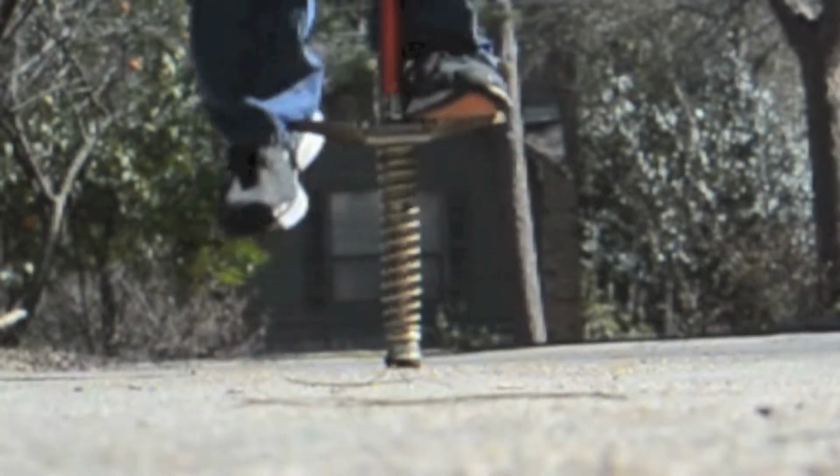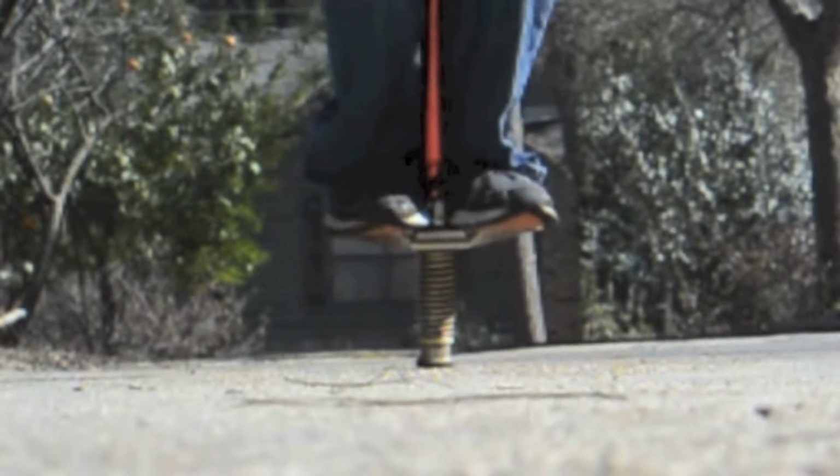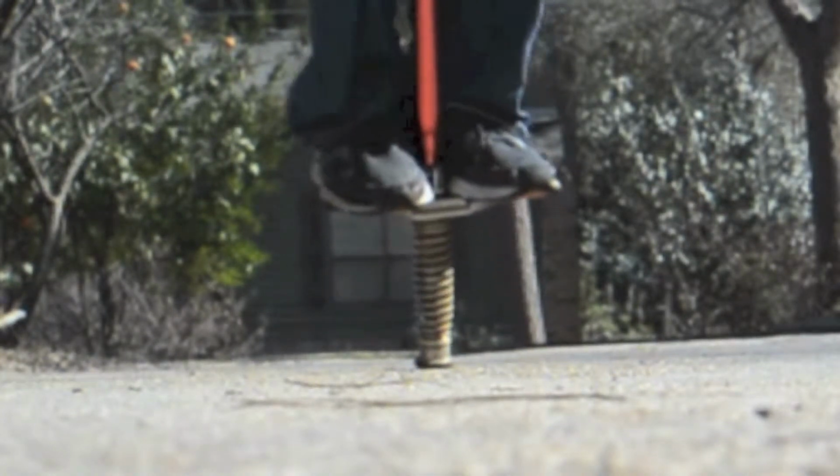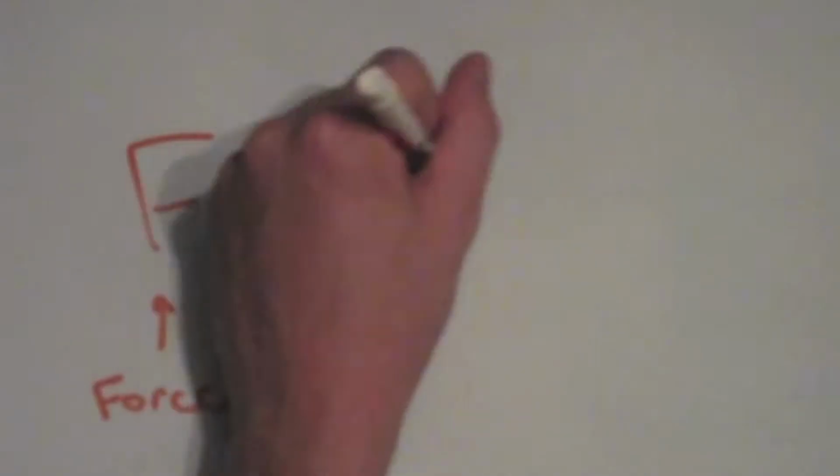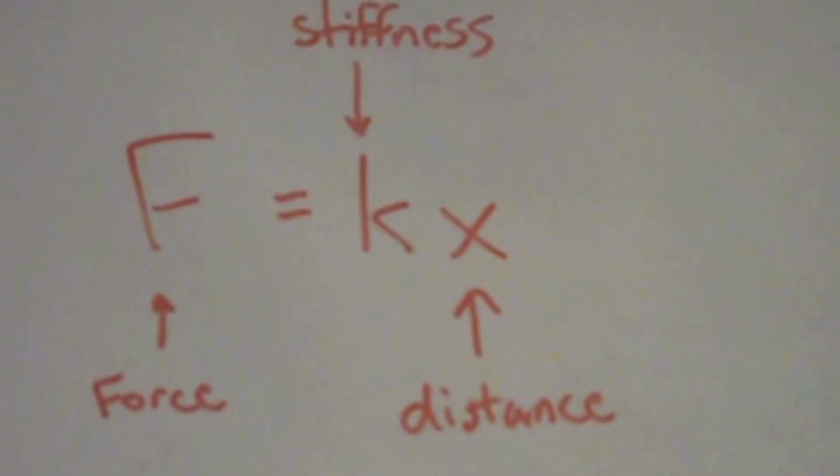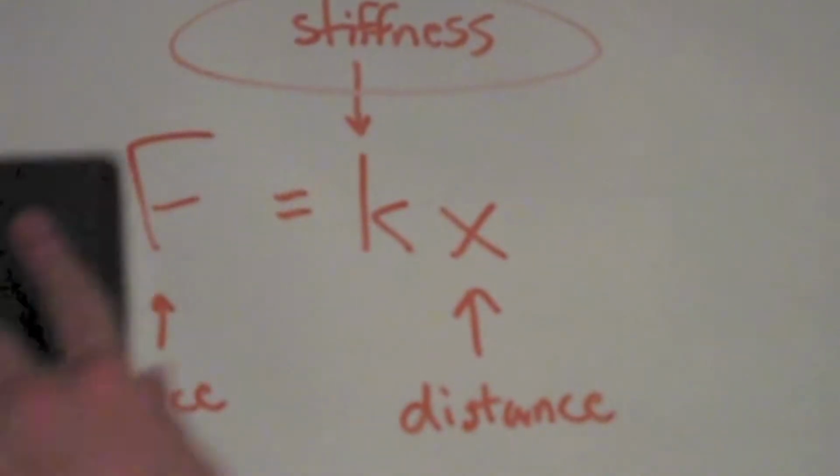Hooke's Law is a principle that explains how springs work. The basic foundation of Hooke's Law is that the force F used to contract a spring a certain distance x is proportional to the distance. This is represented by the equation F equals kx. K is a constant that represents the stiffness of the spring.